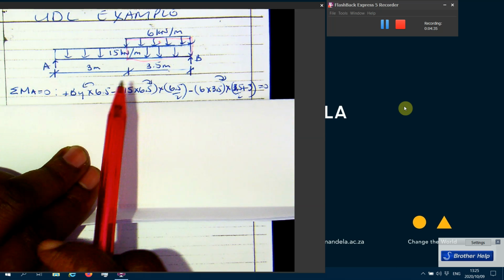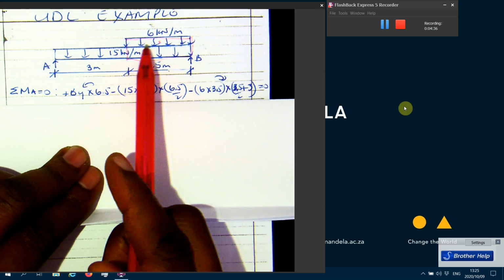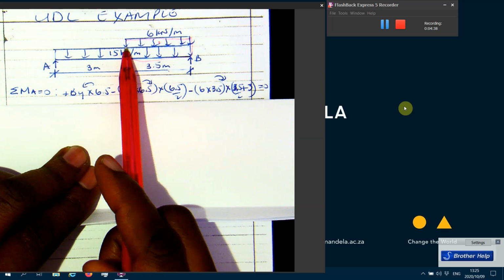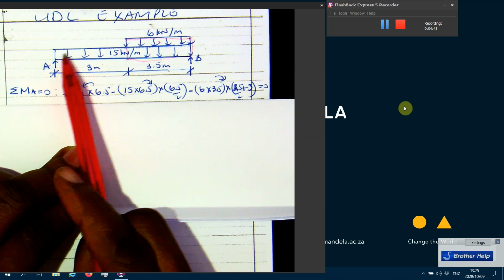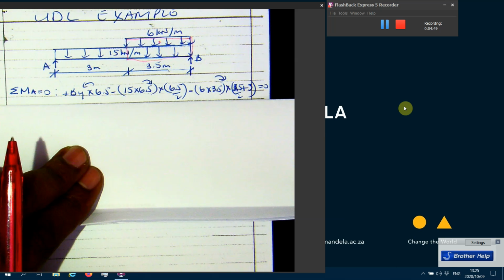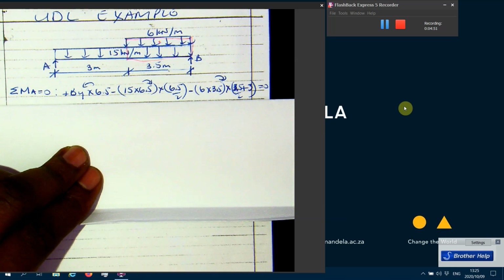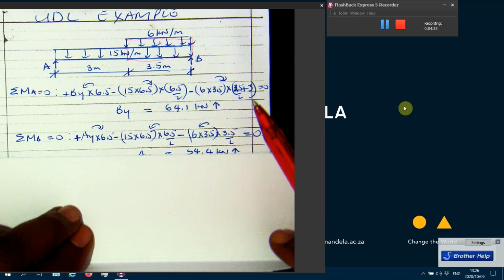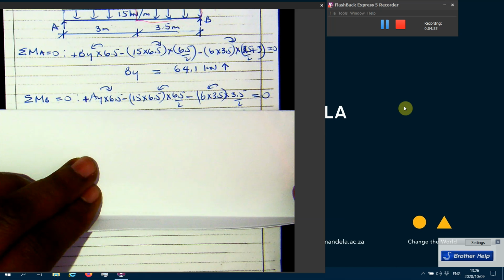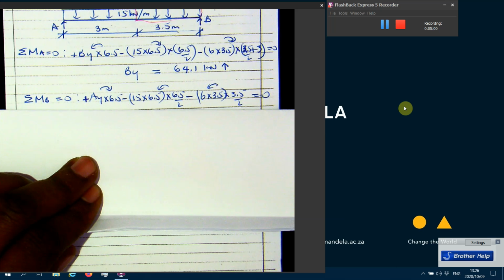Remember, half of 3,5 is going to take me as far as this point, but I'm not taking moments about this point. I'm taking moments about A, meaning I must add that distance to where I am taking moments. Now let's see when we take moments about B. Now we're taking moments about B, AY. I'm not going to explain that again, and the rotations I'm not going to explain.